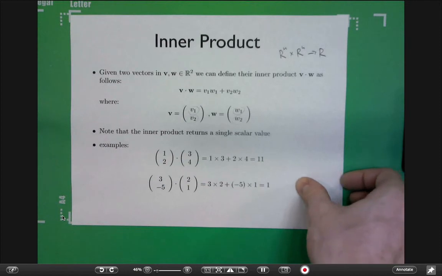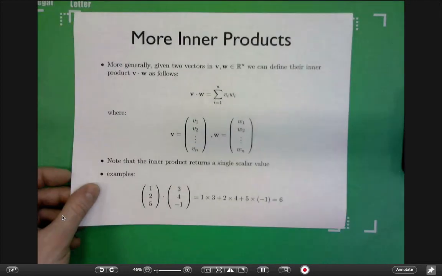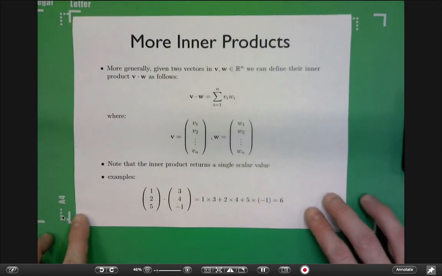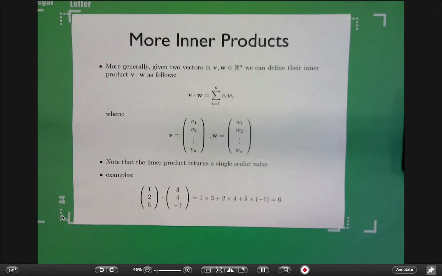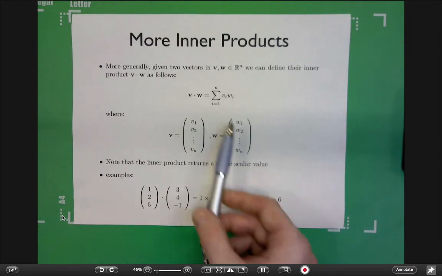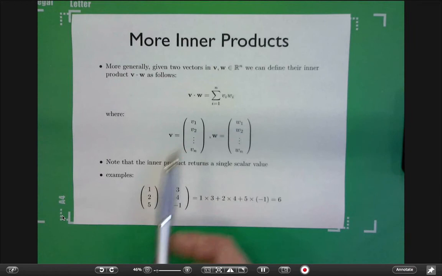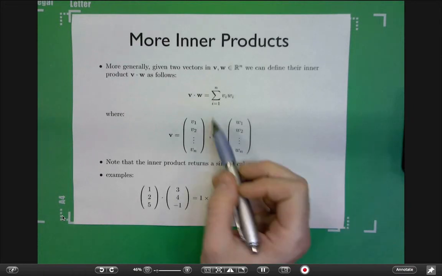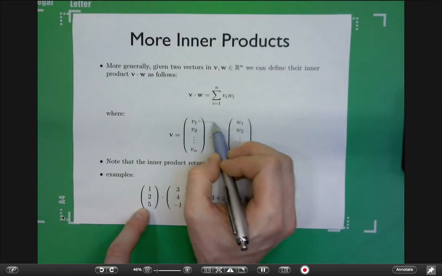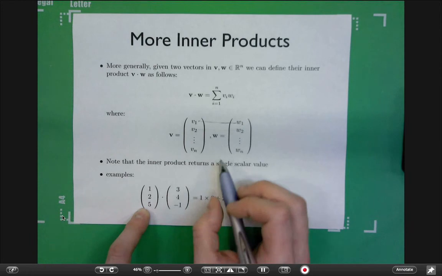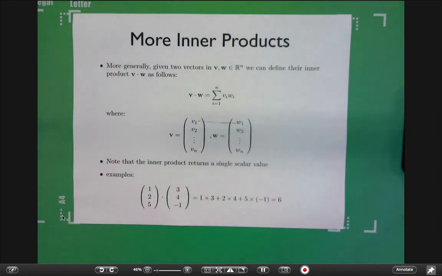It gets a little more interesting if you go beyond 2D. The same definition applies to n dimensions and works the same way. I just sum over all the coordinates. That's a pretty standard theme in linear algebra: you iterate over all the coordinates and something happens there. So this is the simple thing you can do. You just multiply v1 with w1, v2 with w2, and so on, and sum the results.